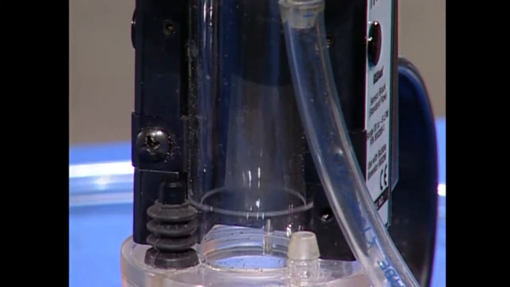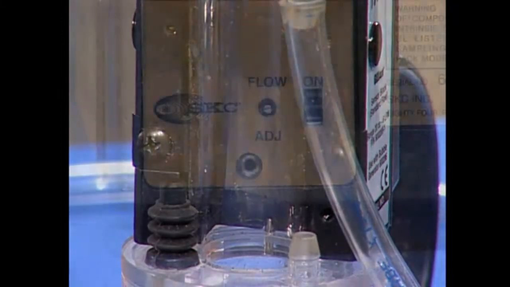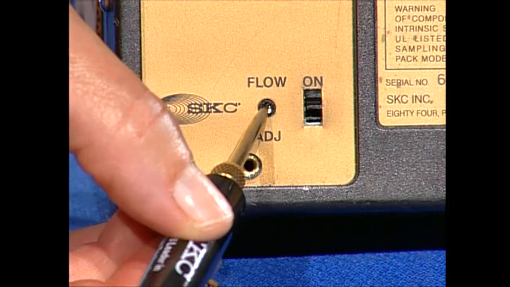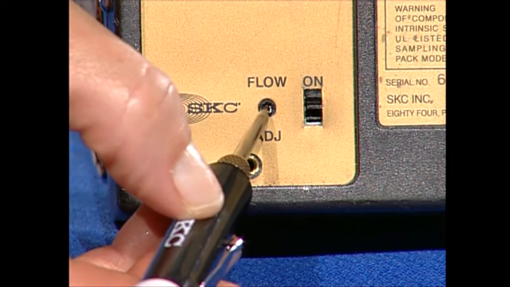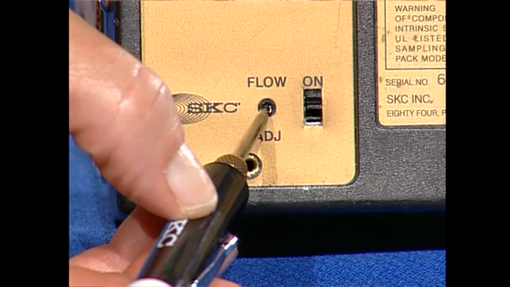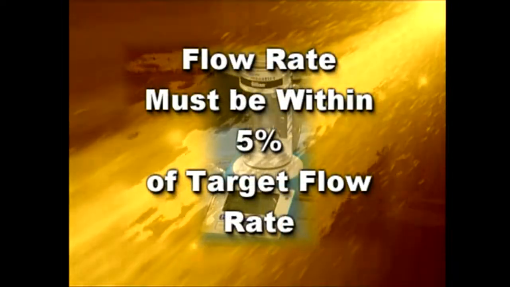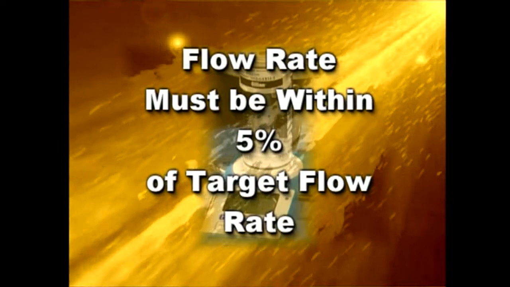If the flow is below or above 1.7 liters per minute, adjust the pump flow rate, higher or lower, using the flow adjustment set screw. MSHA procedure is flow rate must be within 5% of target flow rate.